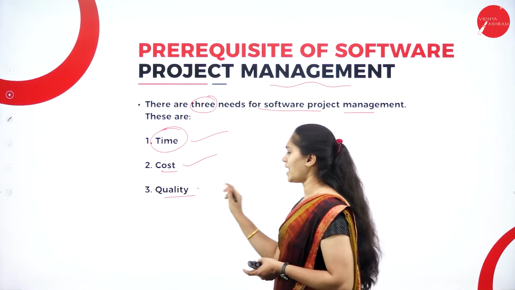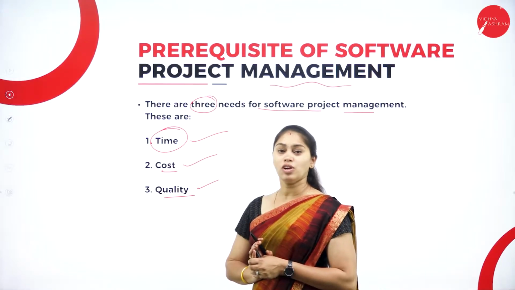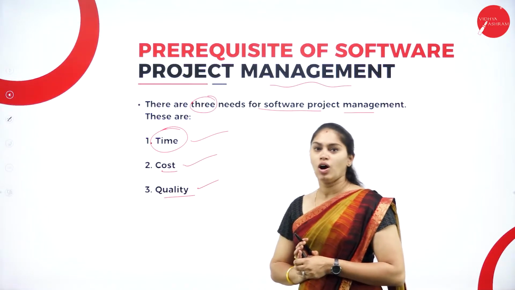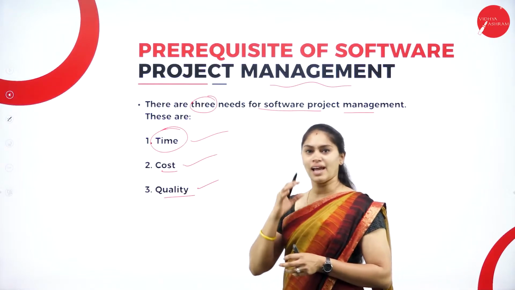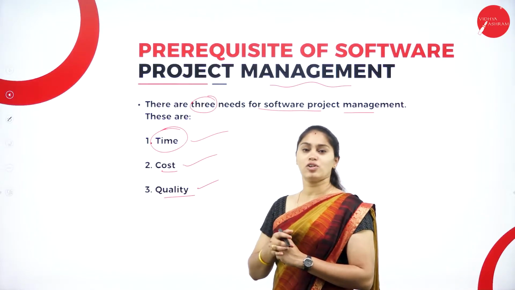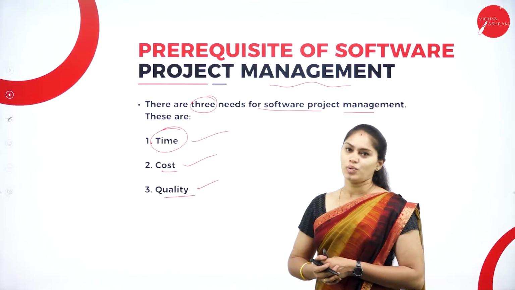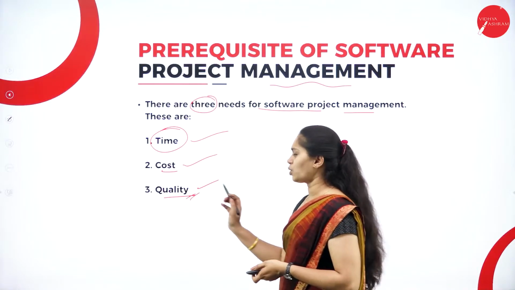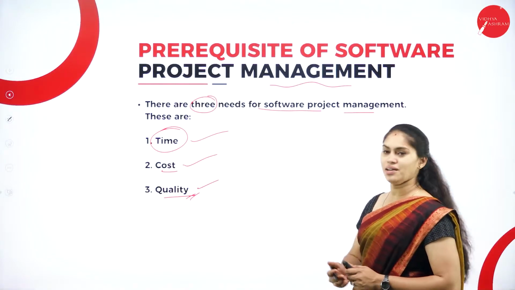And also quality, there should not be a compromise in quality. It must be very qualitative, even in terms of size and lines of code. The lines of code of a particular project or module should not be very high. So it has to yield the result within a given time, within a given budget, and it has to yield quality. These are the prerequisites that we require in order to manage the project.